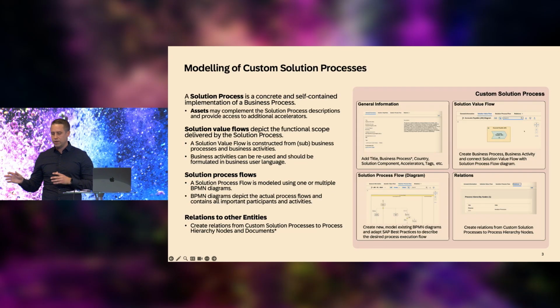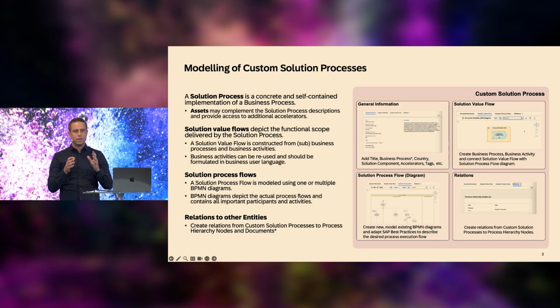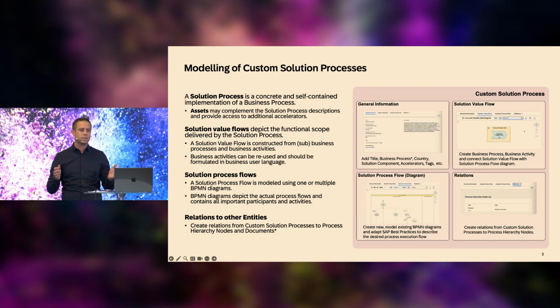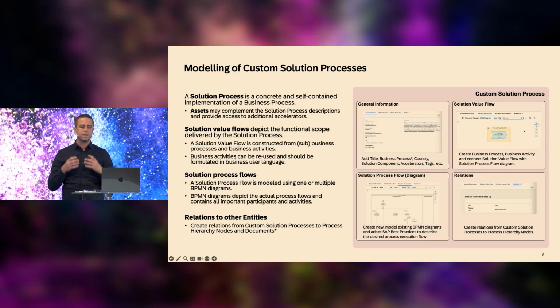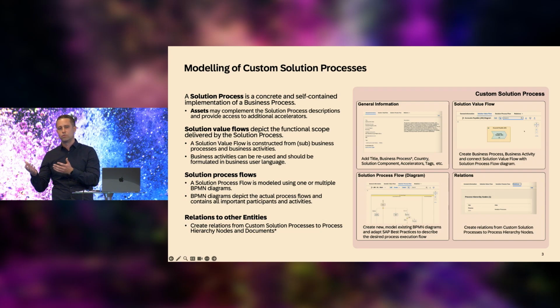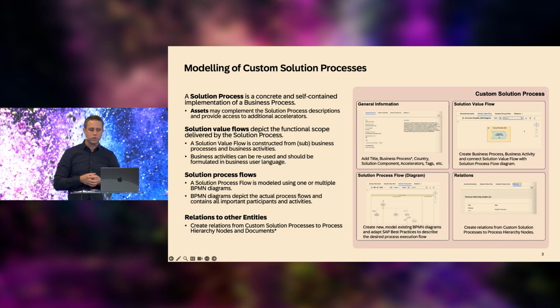So Daniel already mentioned, but before we start modeling our own custom solution processes in the SAP Cloud ALM, we first need to understand the structure of a solution process or custom solution process. It has the same structure, but we call it a custom solution process when we are in the process offering, and we call it a solution process as soon as it's in the processes app, where you use it in the context of the project.